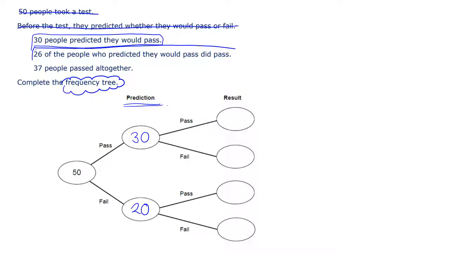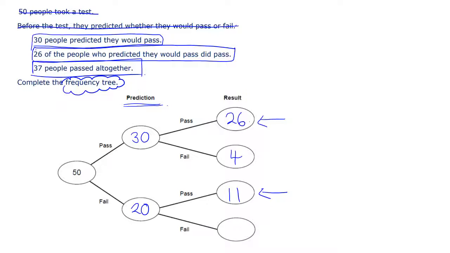26 of the people who were predicted they would pass actually did pass. So 26 is going there, which means that 4 of those 30 failed. And then 37 passed altogether. So this one and this one have got to add up to 37. So that one's 11, and because there were 20 that failed, that one's got to be 9. Nice and simple.